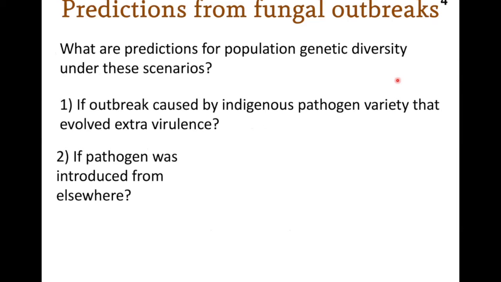Okay, so what are the predictions for genetic diversity of the fungal pathogen made under these two scenarios? The two scenarios are: the outbreak was caused by an indigenous pathogen variety that evolved extra virulence, or the pathogen was introduced from elsewhere. I'm going to get you to think about what those predictions might be. But before I do that, I'll give you a bit of a clue and talk about the nature of genetic diversity and how genetic diversity can change.